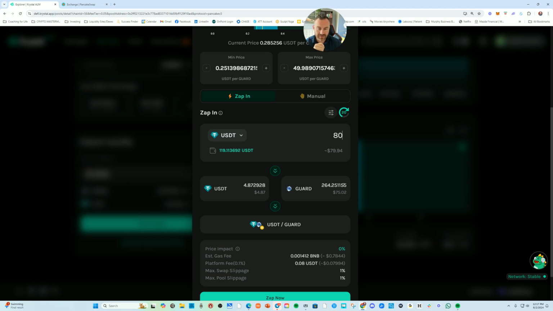It is probably around 92%. I don't know how that exactly works out. Yeah, like 92% or something. So again, majority Guard, but that ratio will be gradually converted to more and more USDT as you approach the upper limit of the range that you set. So you don't have to set 50.